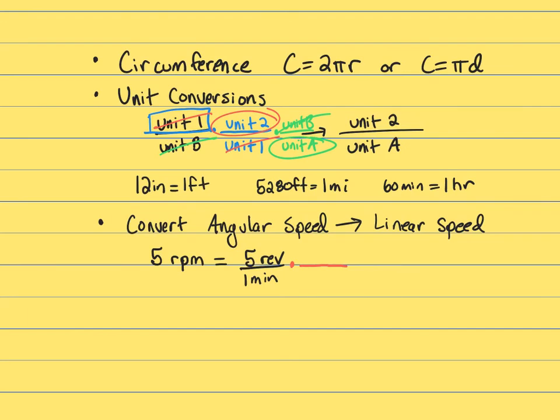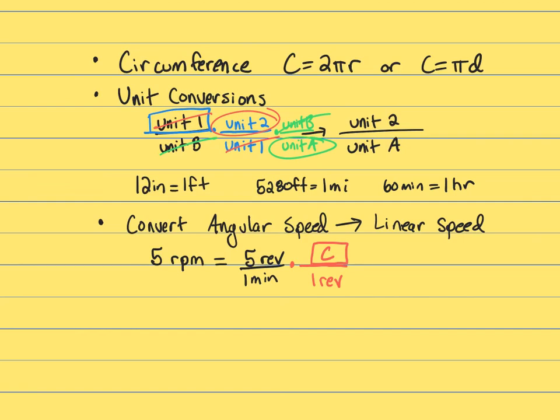But I'm going to multiply by something, 1 revolution per however many inches or feet or whatever. Basically, whatever is going to go up here is going to be the circumference of your circle. And that should give you a linear speed because your circumference will be in terms of inches or feet or whatever the measurement of your circle's radius is. So for an angular speed to a linear speed, take the revolutions per minute, multiply it by the circumference per 1 revolution.